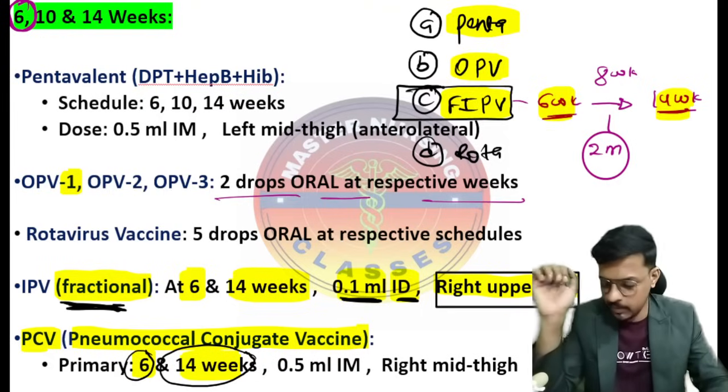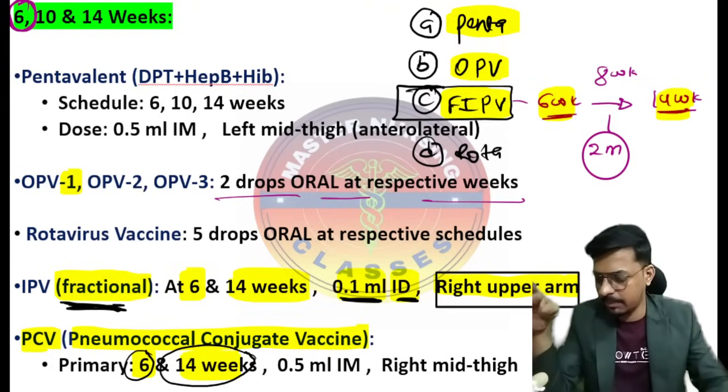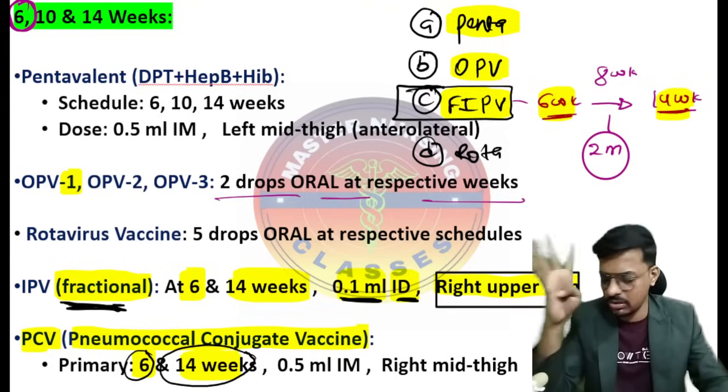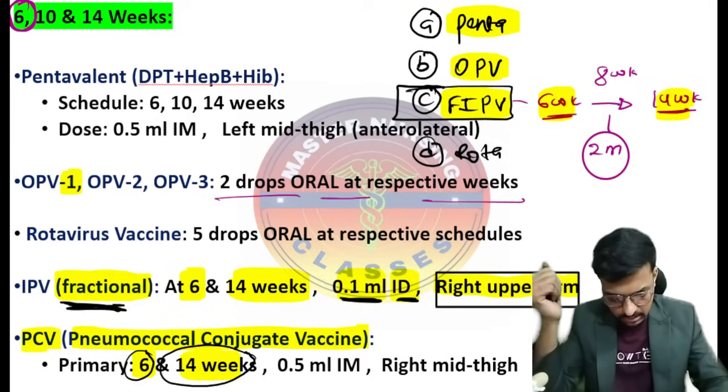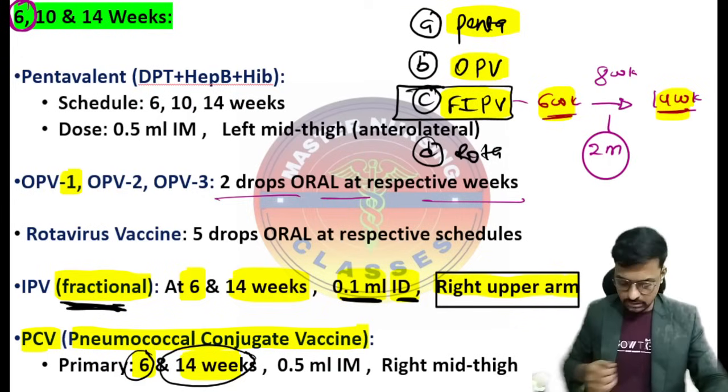Yes, the OPV will be given against polio, and the pentavalent protects against the 5 diseases I told you: diphtheria, pertussis, tetanus, hepatitis B, and Haemophilus influenzae type B. This is a very important thing, which we have just discussed here.